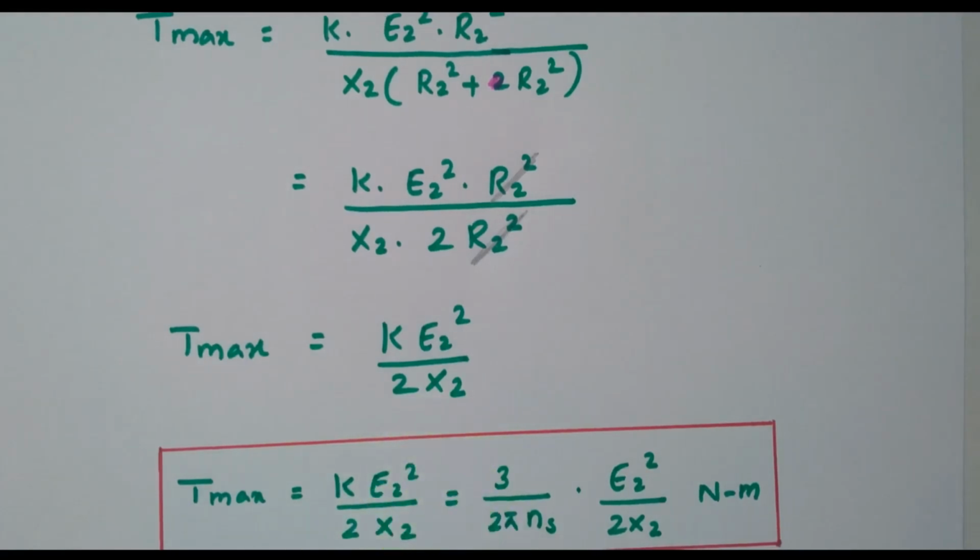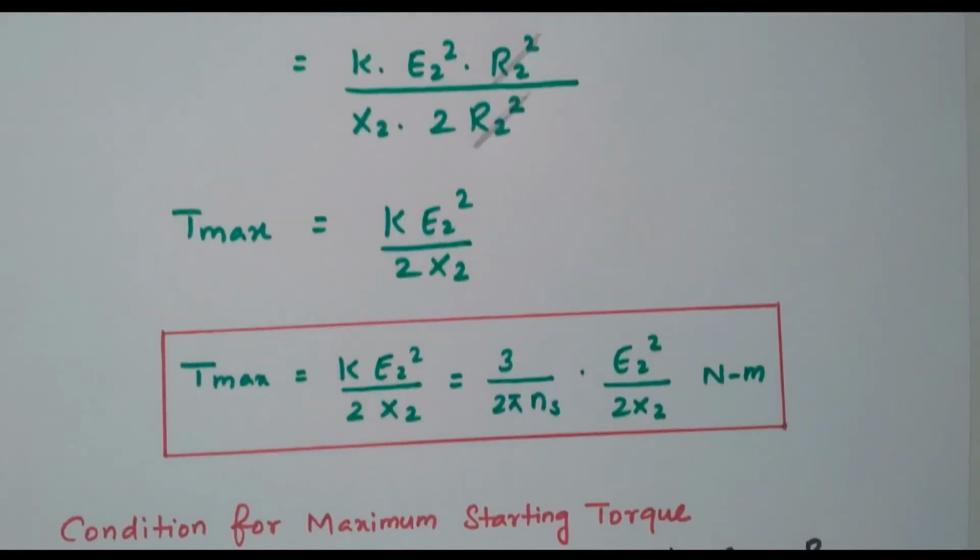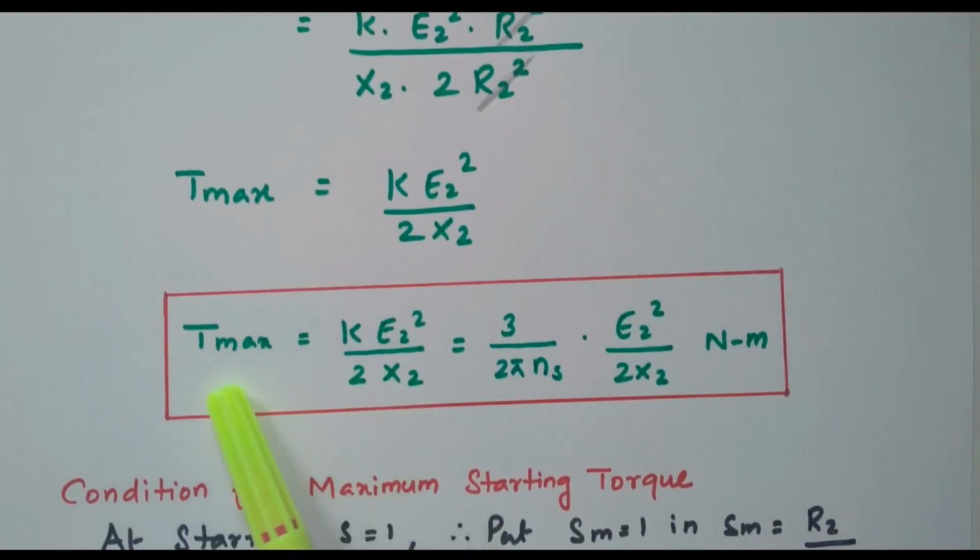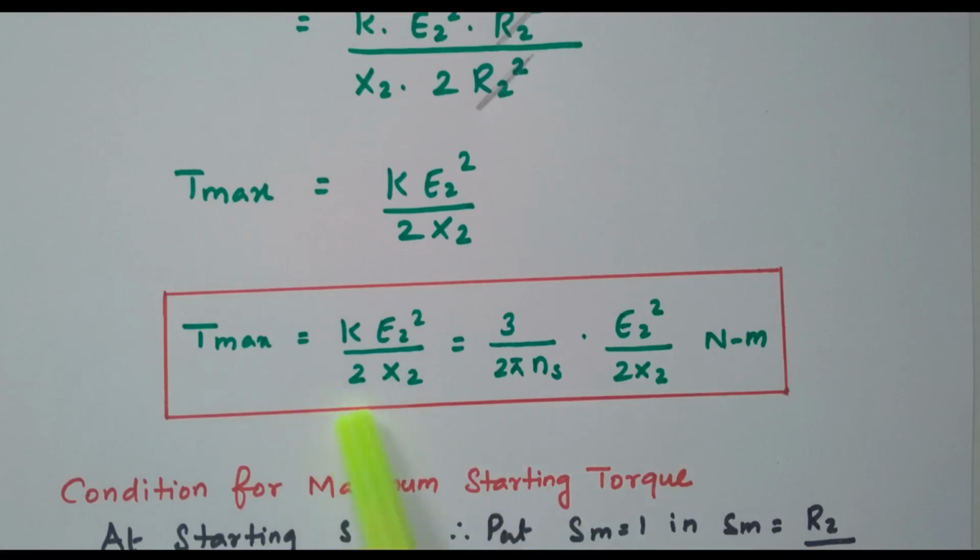Now we can substitute this value in the torque equation, so that we will get T max equal to k E2 square divided by 2 X2. This k is nothing but 3 divided by 2 pi Ns for the 3-phase induction motor, into E2 square divided by 2 X2. So this is the equation for the magnitude of the maximum torque. By using the condition Sm equal to R2 by X2 and substituting, we got the expression for the magnitude of maximum torque.